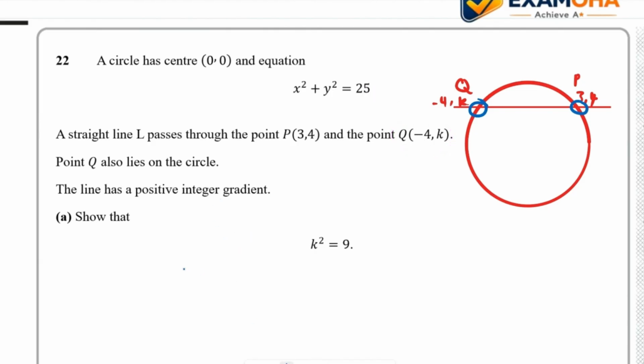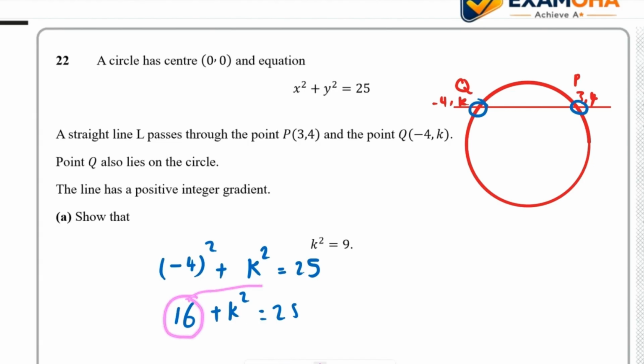x squared, that means minus 4 squared, plus y squared, y squared means k squared, equals 25. That means 4 squared would be positive 16, plus k squared equals 25. Then what we need to do now is bring over 16 to the other side as a minus. So it would be k squared equals 9. So this is the answer for the first part.